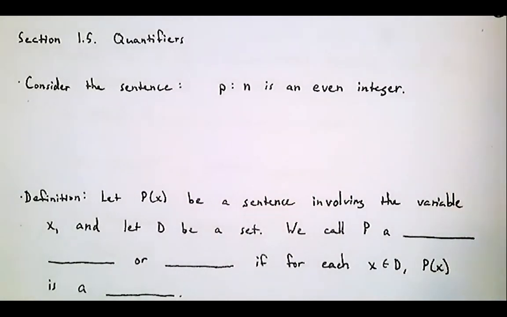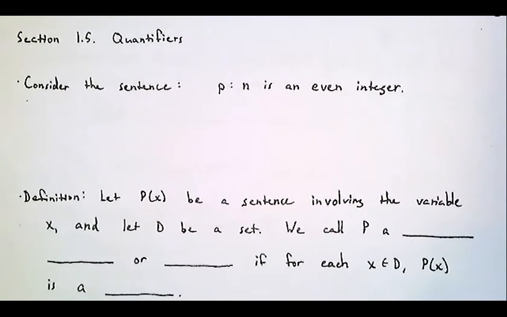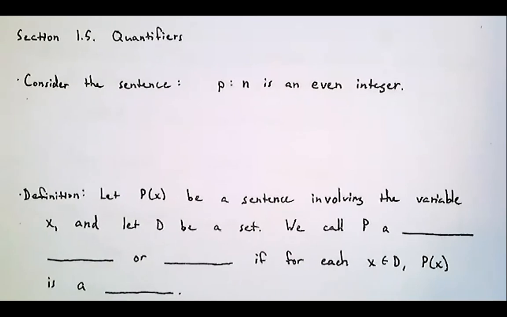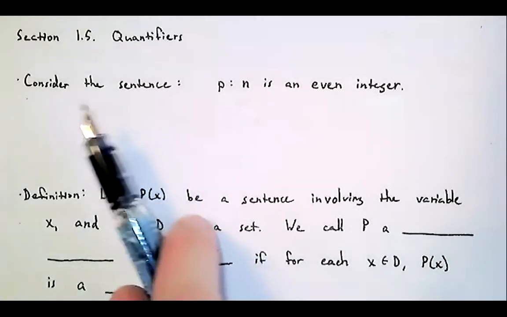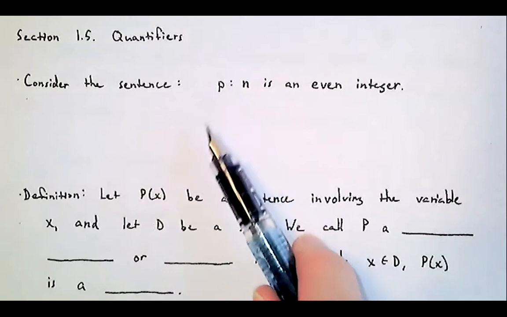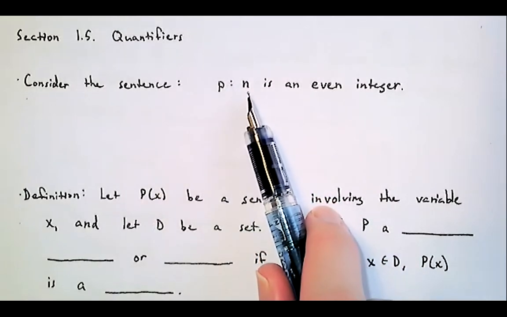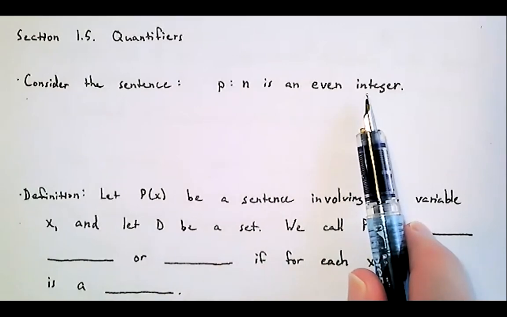But before we can get to the two quantifiers later on in the section, we need to talk about some kinds of logical, I can't say proposition, logical sentences that need to be used in quantifiers, like this one, this sentence. So I'm labeling it P, and the sentence is n is an even integer.